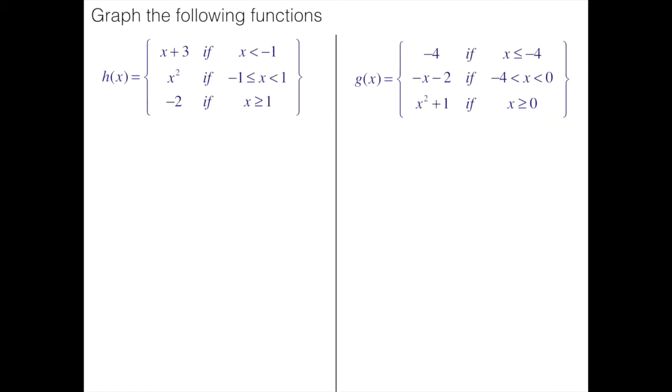All right, so let's have you practice these. Here are two of them. I want you to graph both of these. Push pause on the video now. After you've obtained the graphs on both of these, come back and push play to check your answers.